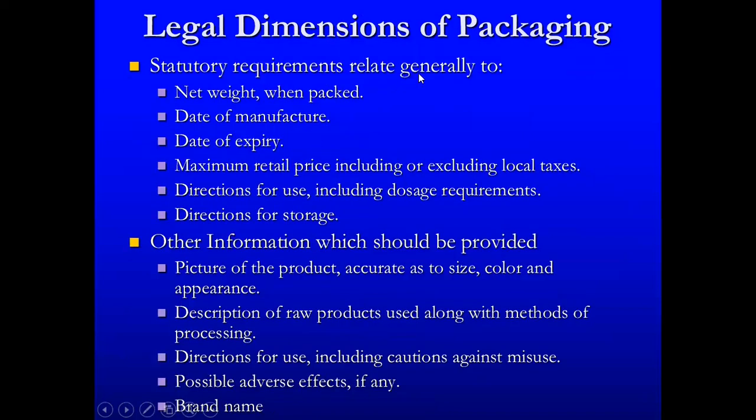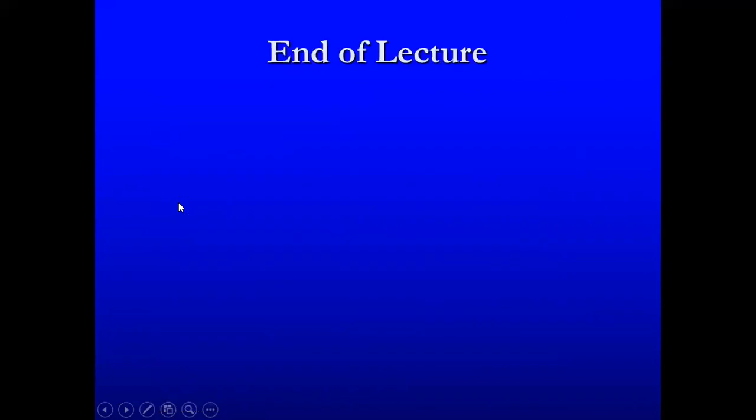Then statutory requirements relate generally to net weight when packed, date of manufacture, date of expiry, maximum retail price, including or excluding local taxes, directions for use, directions for storage. Other information which should be provided include picture of the product, accurate as to size, color, appearance, description of raw material used, along with method of processing, direction for use, including caution against misuse, possible adverse effects, if any, and brand name. So this is all for today.